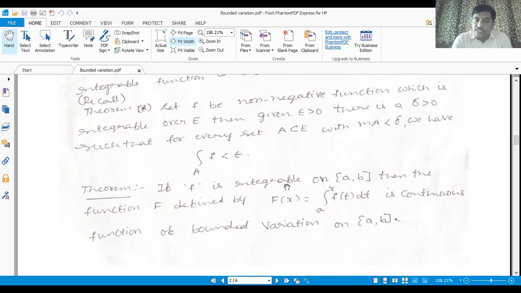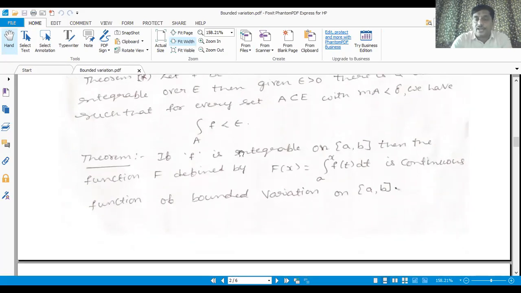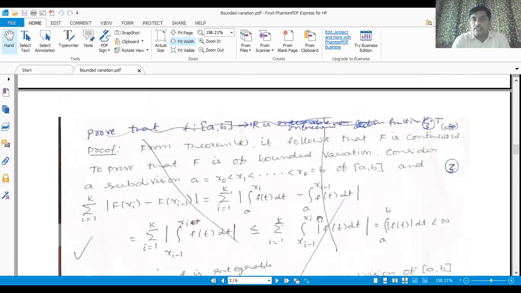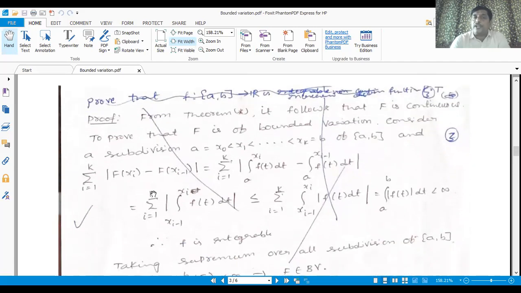You know that if it is an integrable function, then definitely using this star, we can say that it is continuous. From star, it follows that capital F is continuous. Now we only have to prove that this capital F is of bounded variation. You must remember, whenever we are proving bounded variation, first, using that interval, we make a subdivision.